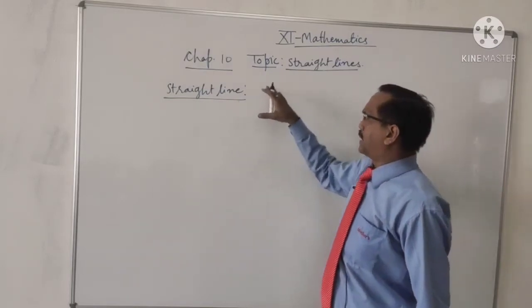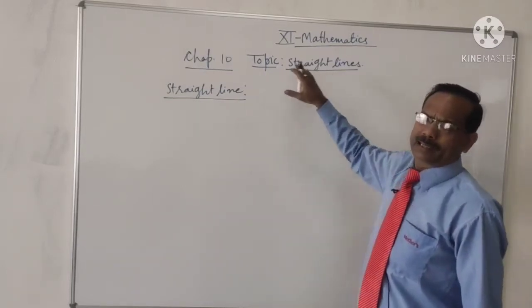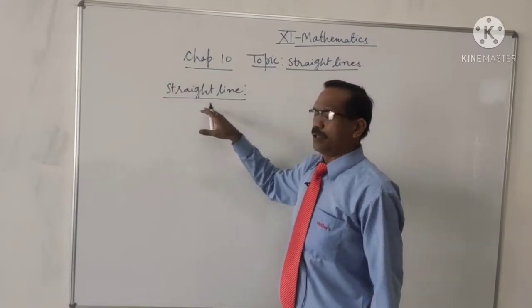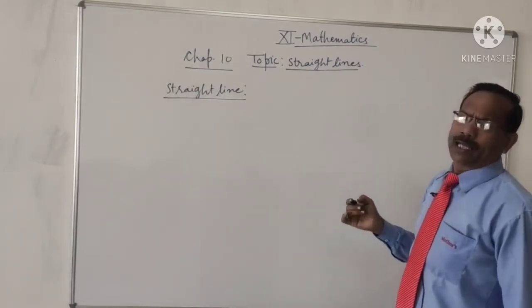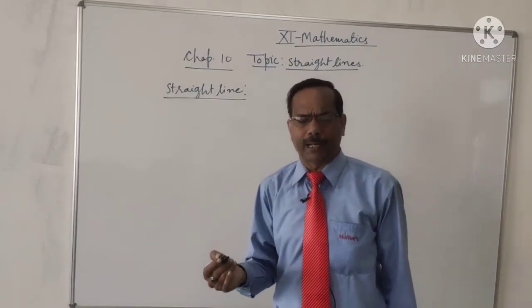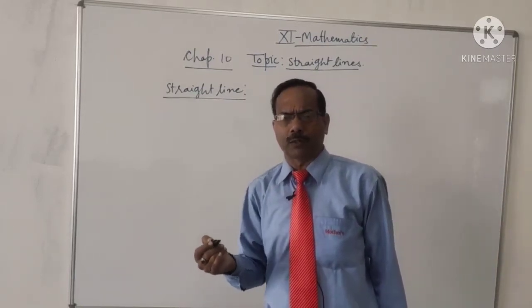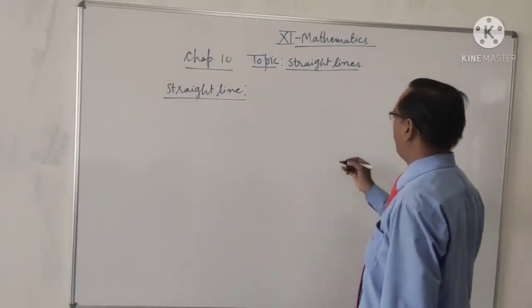Today I will start the chapter Straight Line. It is chapter number 10. Now there is a topic, straight line. Students, as you know, a straight line is obtained when we take 2 points on the coordinate geometry and join them.